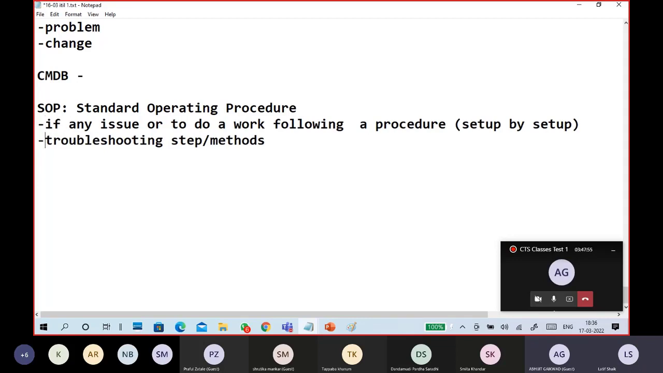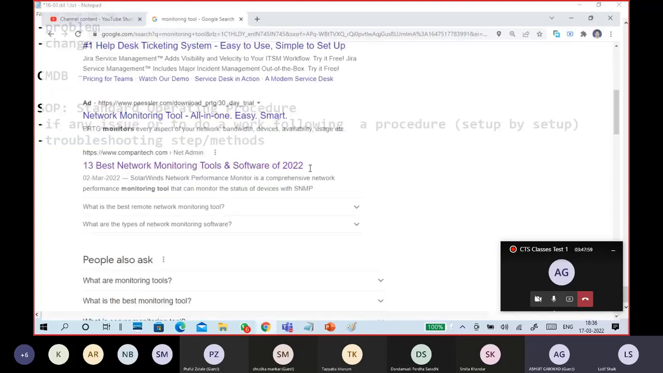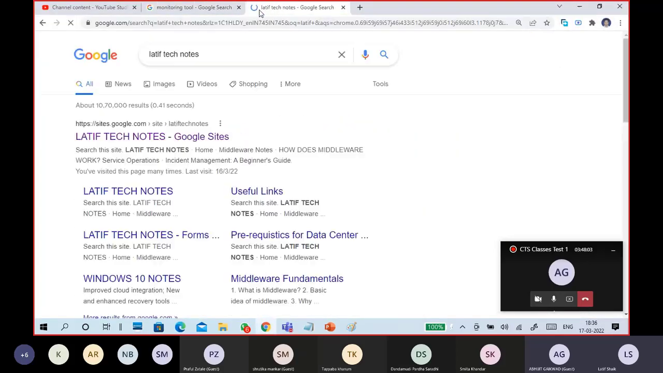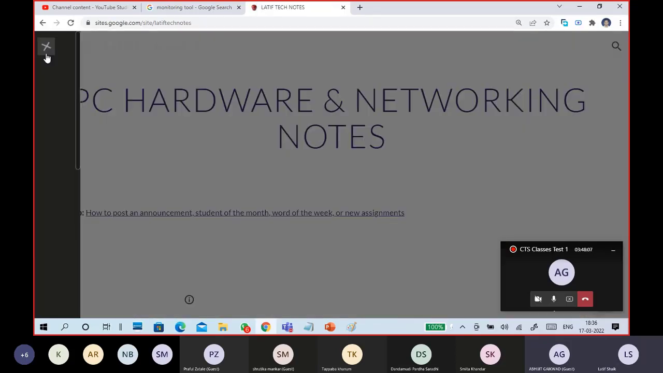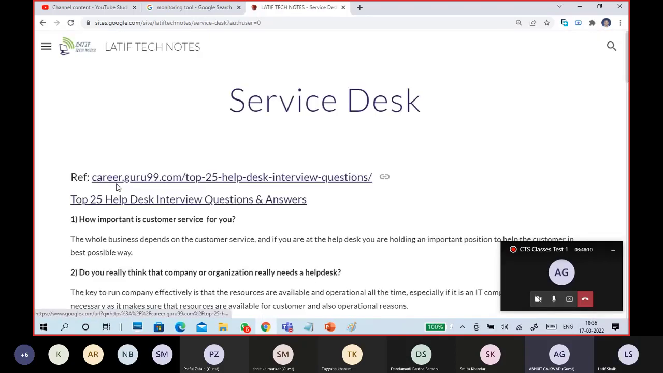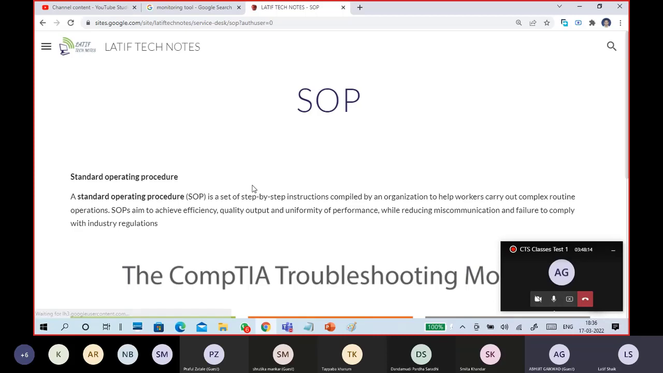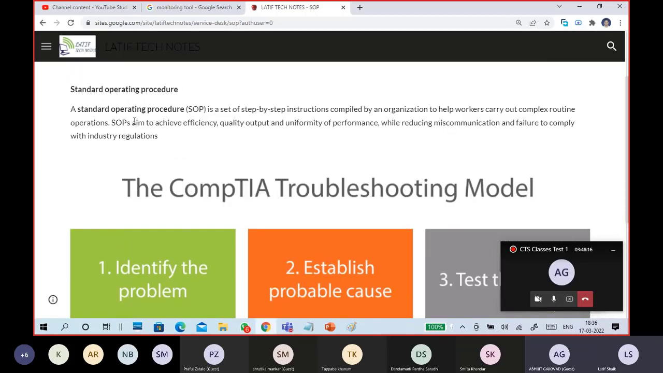So what is there in the SOP? In a troubleshooting method-wise, I will tell. Guys, I already told you what it is. In my notes, I put your notes also, the SOP notes are there. Guys, compulsory, go through them once. So what is SOP?